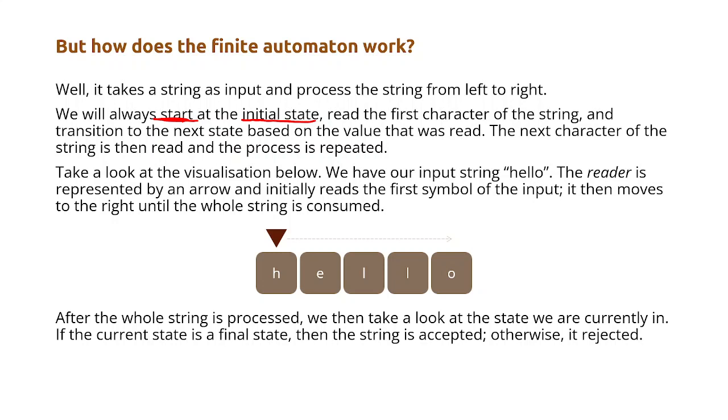Take a look at the visualization below. We have our input string hello, and the reader represented by an arrow, kaning triangle. The reader initially reads the first symbol of the input, which is the letter H. Okay, it then moves to the right until the whole string is consumed. After the whole string is processed, we then take a look at the state we are currently in. If the current state is the final state, then the string is accepted. Otherwise, it is rejected.